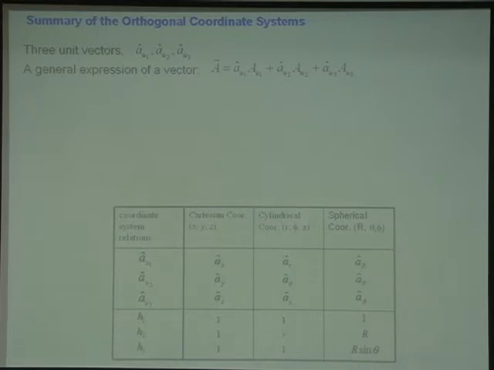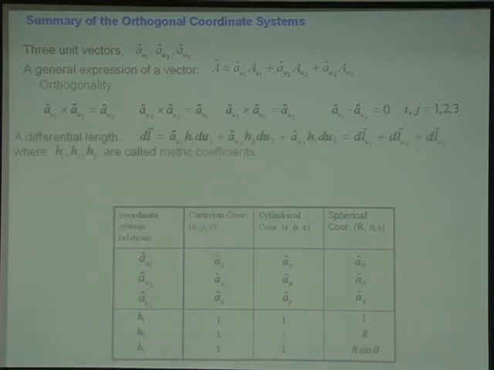Now, these three unit vectors are perpendicular to each other. Therefore, if you do a cross product, you generate the third one from this cross product. And the dot product of any two gives you nothing, because these three unit vectors are perpendicular to each other. 那我们来看这个 differential length 是表示成什么？differential length 可以表示成这个式子 dl u1, dl u2, dl u3.